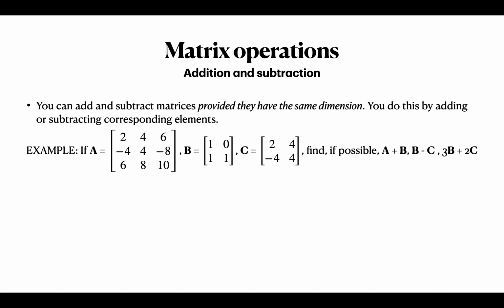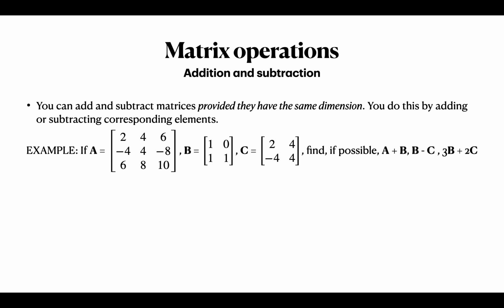So here's the situation, right? You have 3 matrices here, A, B, and C. The first one's a 3 by 3. The second one is a 2 by 2. It's a square matrix, but it's not diagonal. If it was a diagonal matrix, it would be 1, 0, 0, 1, right? But it's not diagonal. And the last one then is a 2 by 2 matrix.